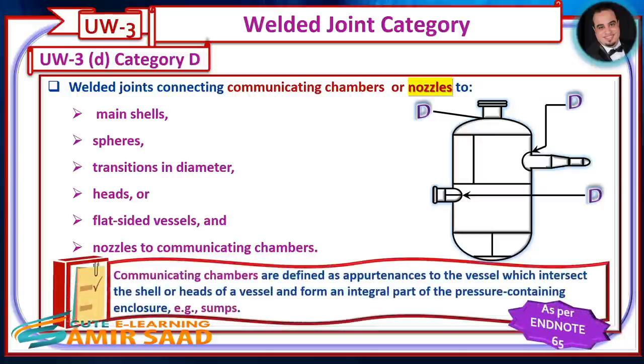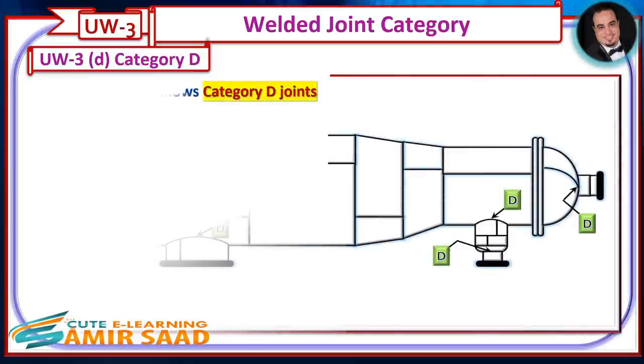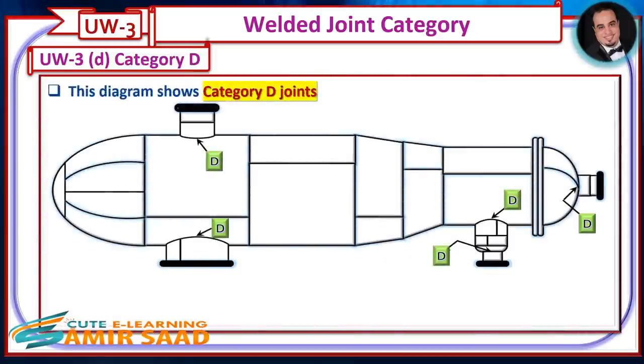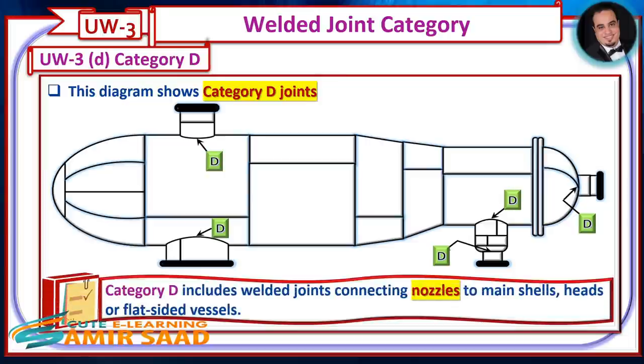As per endnote 65, communicating chambers are defined as appurtenances to the vessel which intersect the shell or heads of a vessel and form an integral part of the pressure-containing enclosure, for example sumps. This diagram shows category D joints. Category D includes welded joints connecting nozzles to main shells, heads, or flat-sided vessels.